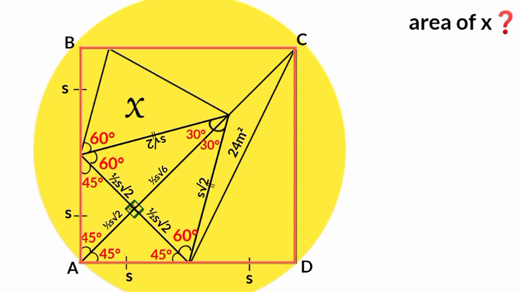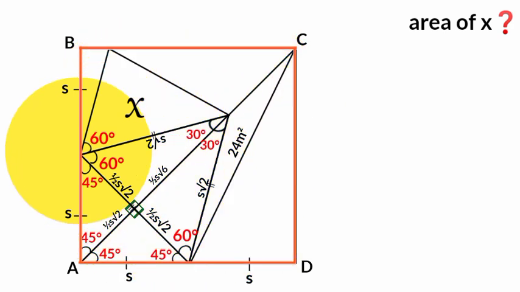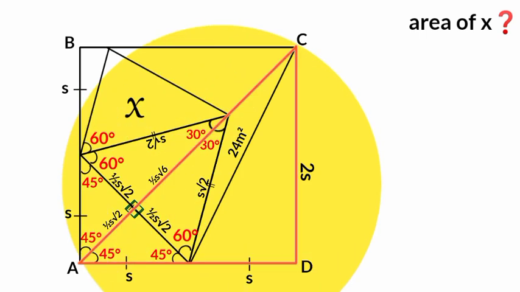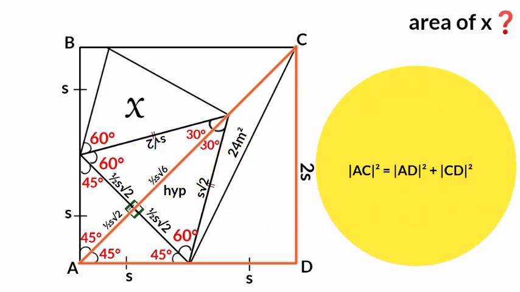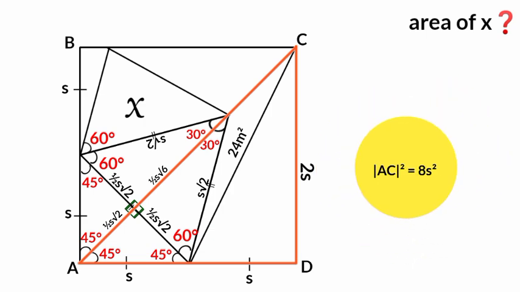Now from this square ABCD, since this side is S and S, this must be S plus S, which is 2S, because all the sides of a square are equal in length. If we concentrate on this triangle ACD, we can use the Pythagoras rule on it. This side AC is the hypotenuse. So based on the Pythagoras theorem, line AC squared equal to line AD squared plus line CD squared. But line AD is S plus S, which is 2S, and line CD is 2S. 2S all squared is 4S squared. 4S squared plus 4S squared is 8S squared. So line AC squared equal to 8S squared.